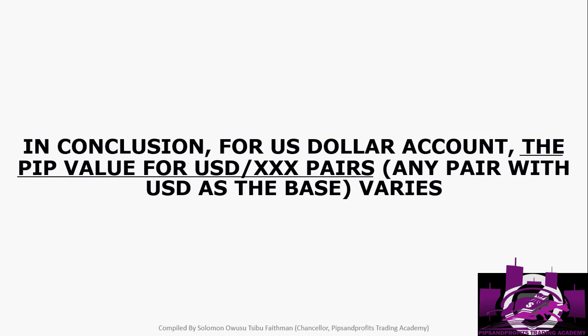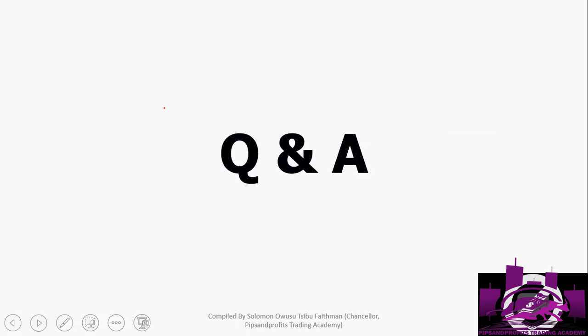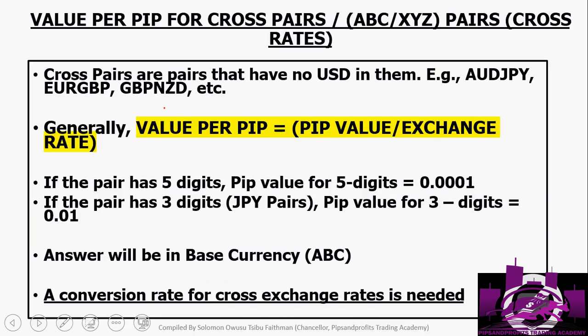The last exchange rate type is the cross rate. Let's look at the cross rate and then we continue from there. So the last one we are talking about is the cross rate. With the cross rate, we are talking about currency pairs without the US dollar, if the dollar is your deposit currency.